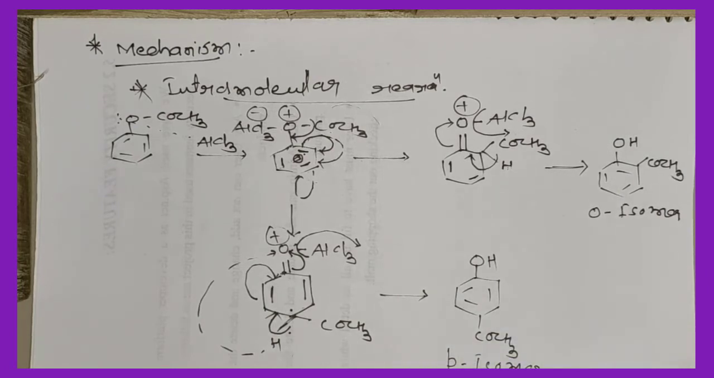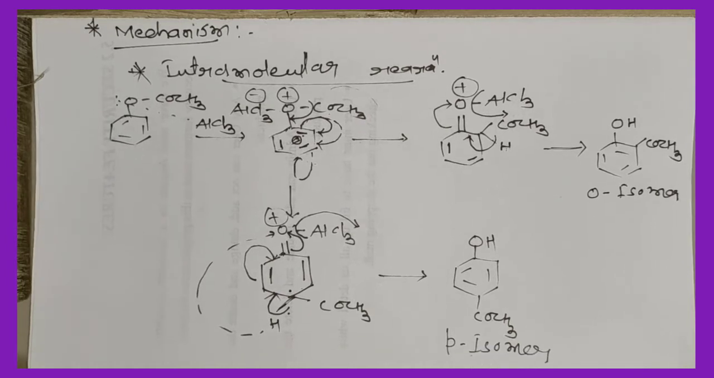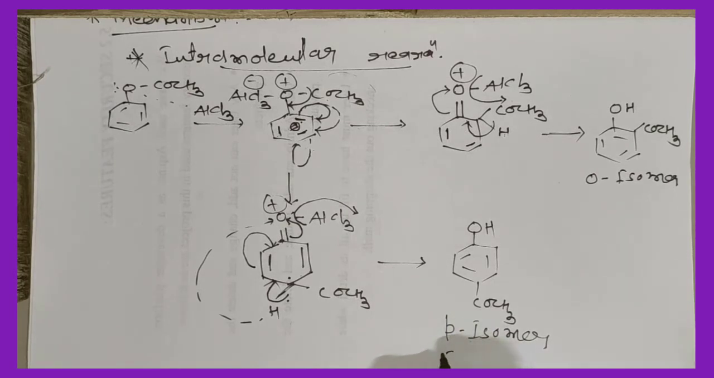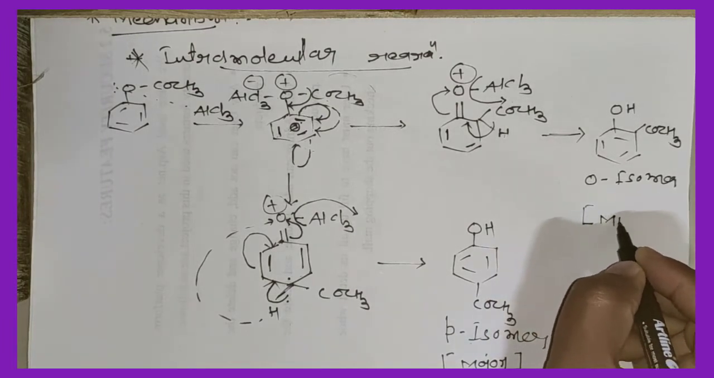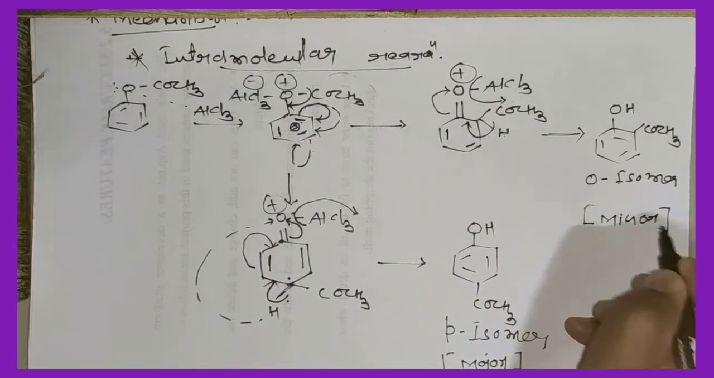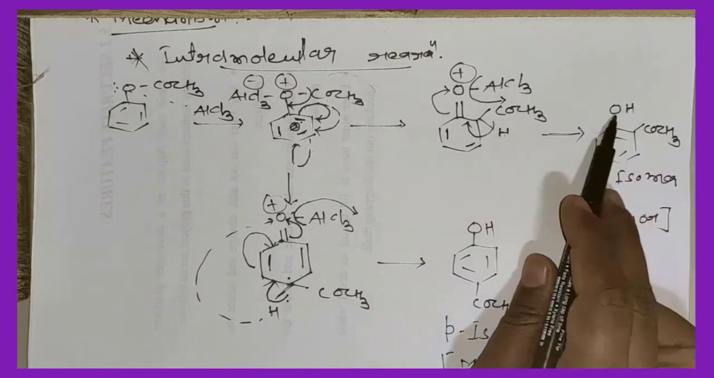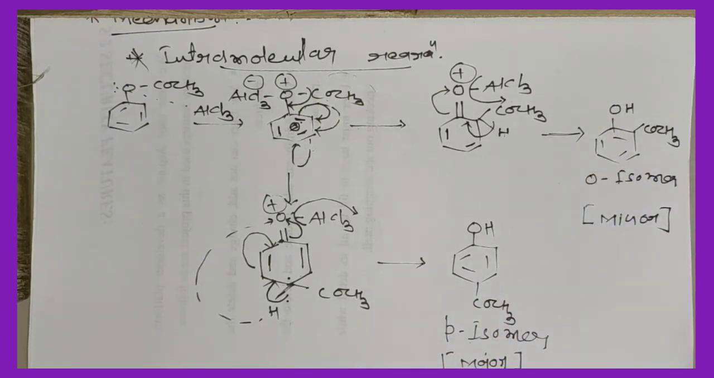Clear? So this is the intramolecular rearrangement to form ortho and para ketonic phenol. Clear? So out of these two isomers, para is always major, and this one is always minor. This one is minor due to steric repulsion between these two groups, that is the OH and COCH3 group. Clear?